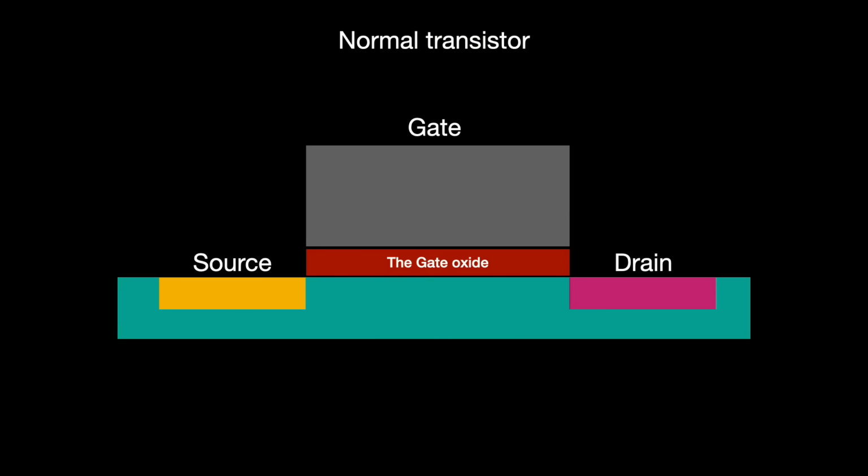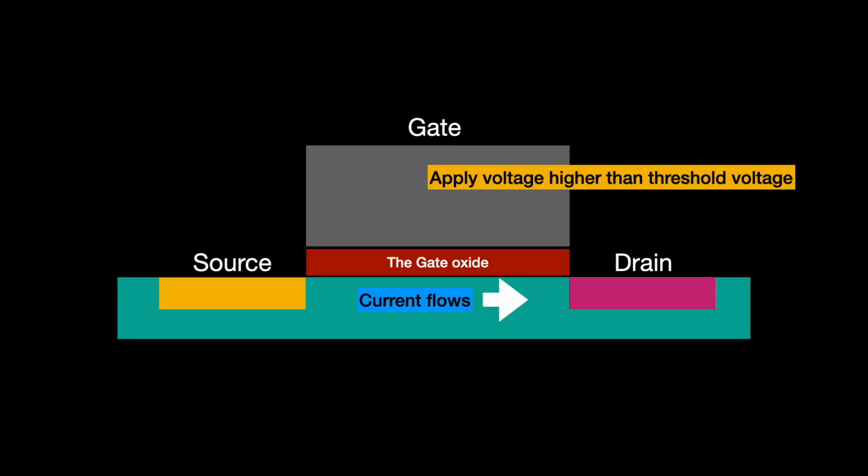The transistor has a fixed threshold voltage. When a voltage higher than that threshold is applied to the gate, a current can flow through the channel. Yada yada, you probably know all this.